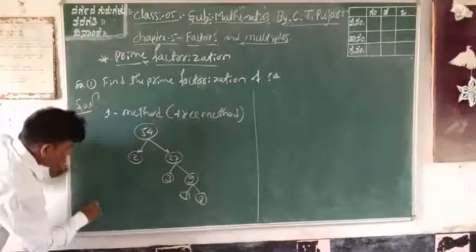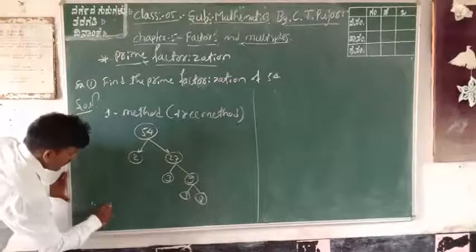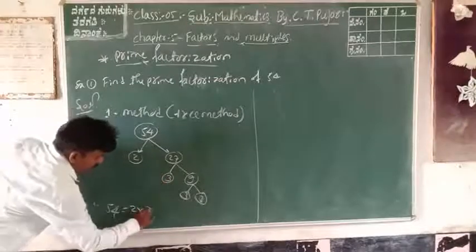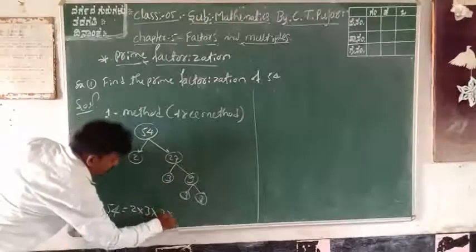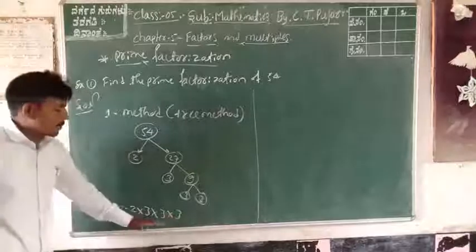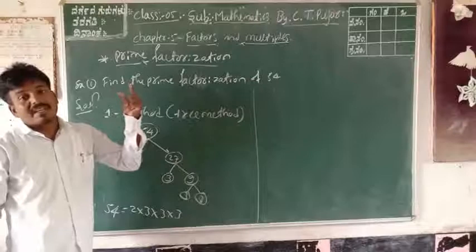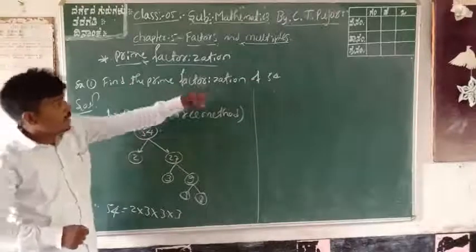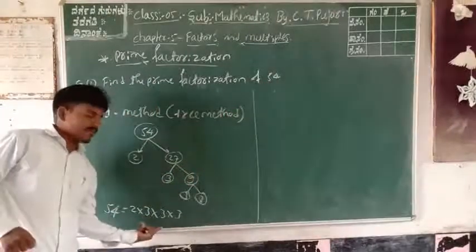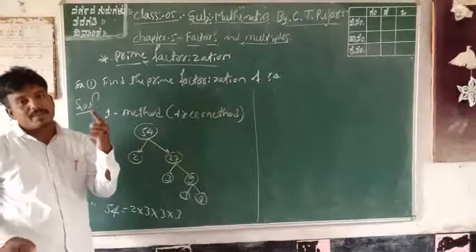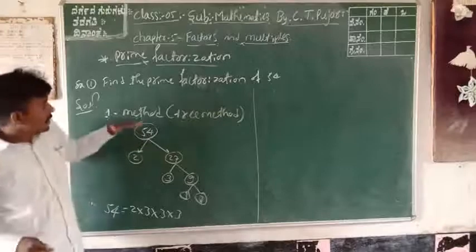Therefore, 54 is equal to 2 into 3 into 3 into 3. These are all prime factors. This example is also based on the fundamental theorem of arithmetic: every number can be expressed as a product of primes. That is the main important theorem, the fundamental theorem of arithmetic. Okay, this is the first method.